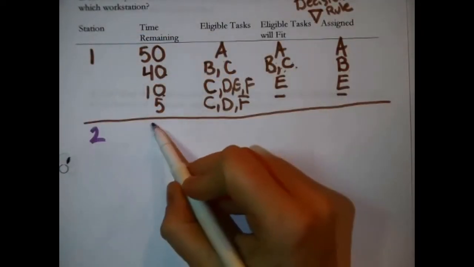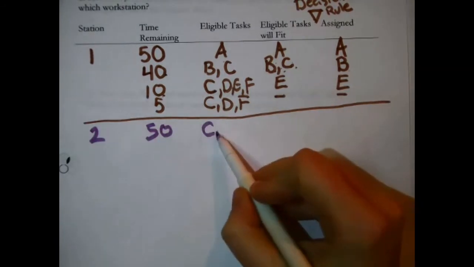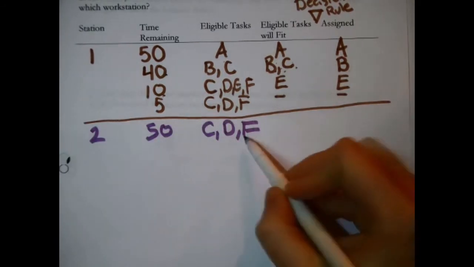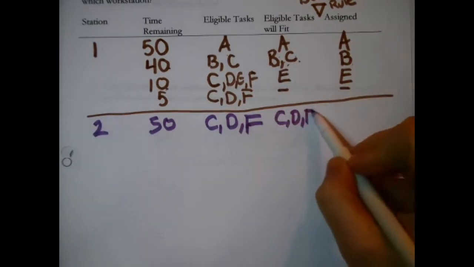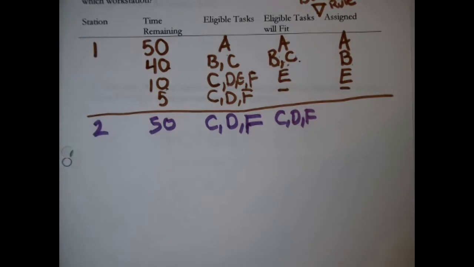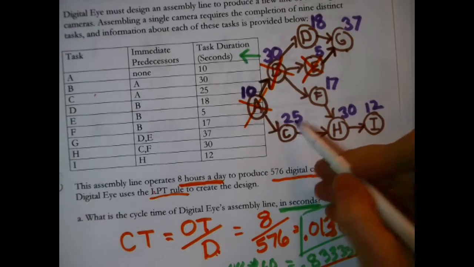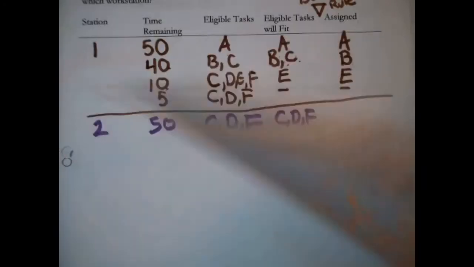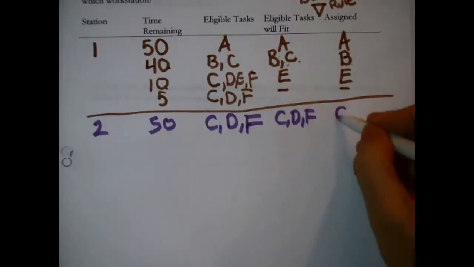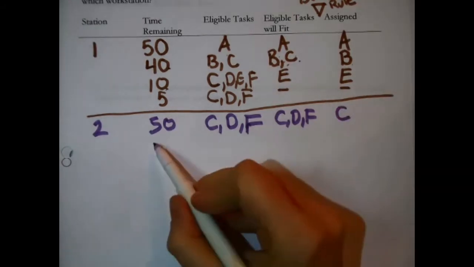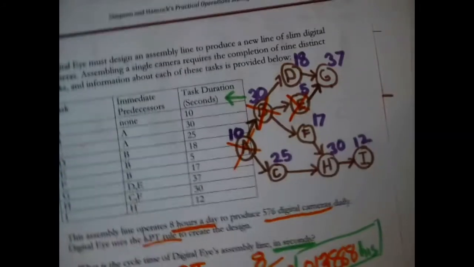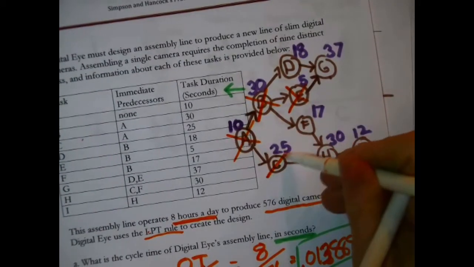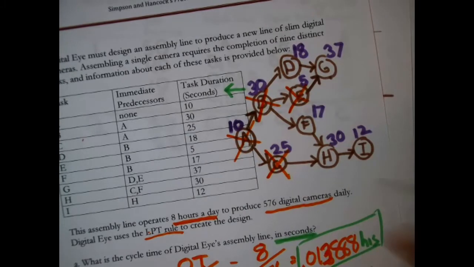There's a full 50 seconds remaining. We have still the same crowd looking for a home: C, D, and F. They'll all fit because we're starting with a fresh workstation. I don't even have to check that. But we have to pick who's longest. C is 25, D 18, F 17. C gets picked. C is 25, so that's going to knock this down to 25. That's going to knock C off the diagram.